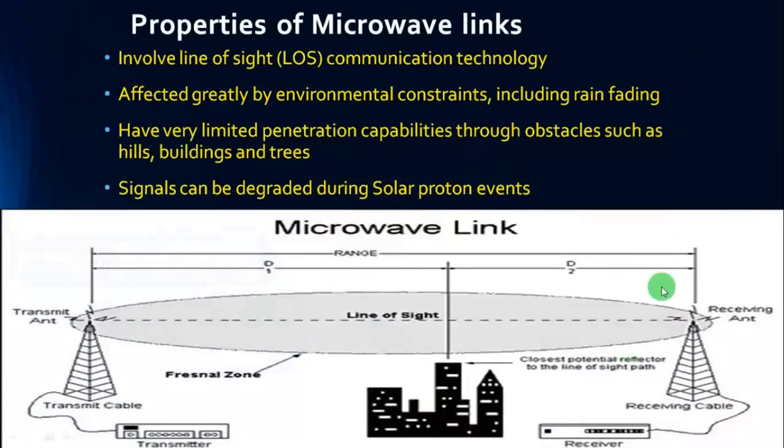The main properties of active links now involve line-of-sight communication technology, affected greatly by environmental constraints including rain and fading, with very limited prediction capabilities for obstacles such as hills, buildings, and trees. Also, signals can be degraded during solar proton events. This is one of the major drawbacks of microwave communication systems.